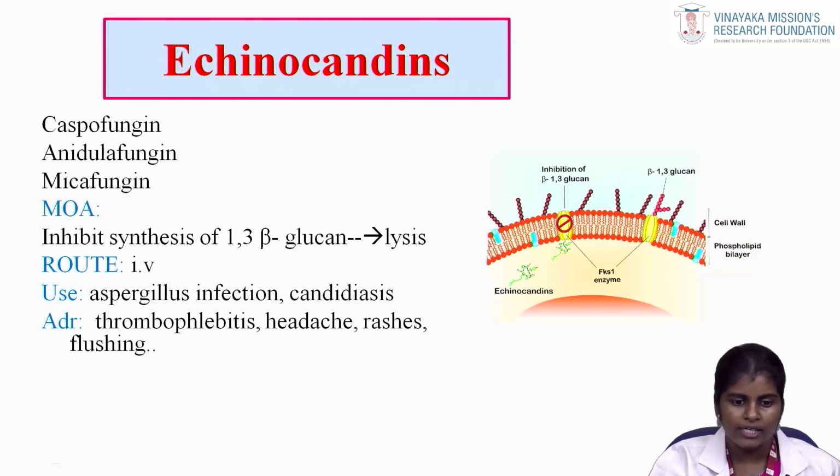Coming to echinocandins. Echinocandins are caspofungin, micafungin and anidulafungin. So coming to the mechanism, it inhibits the synthesis, especially of the fungal cell wall.